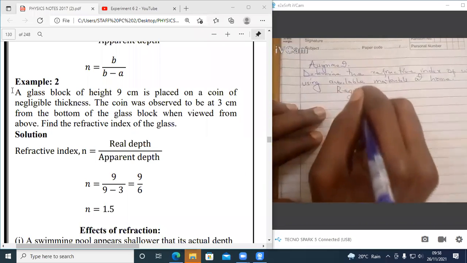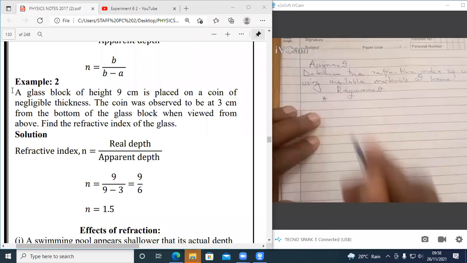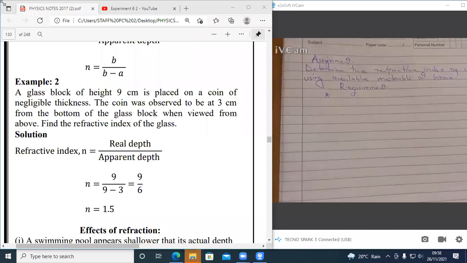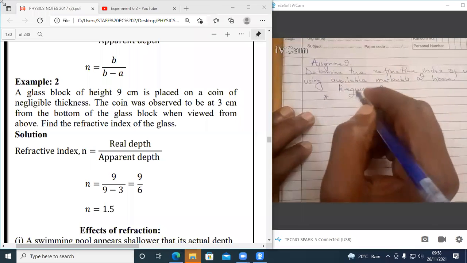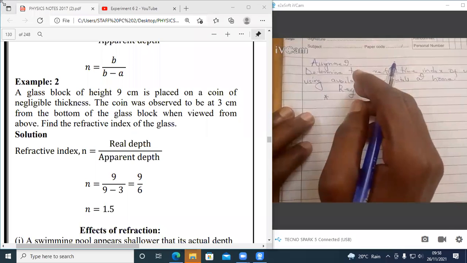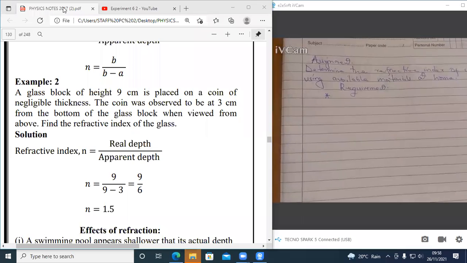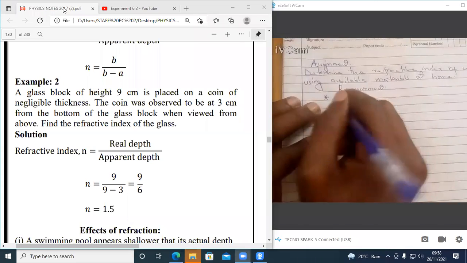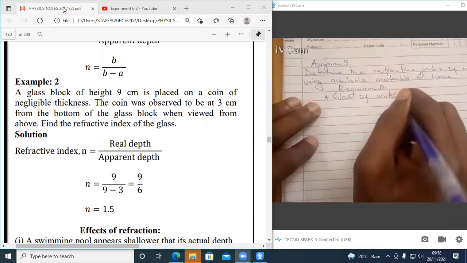Members, if you don't have a beaker, you can use a glass. We all have glasses at home, the one you use for taking water. Get a glass of water.